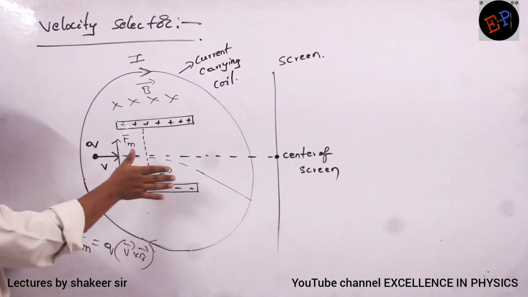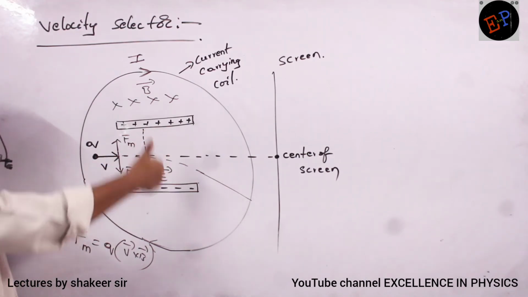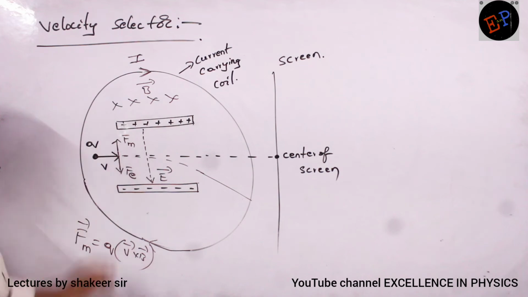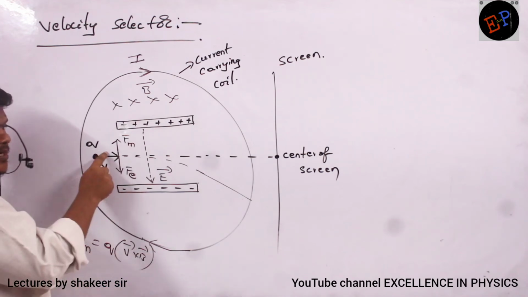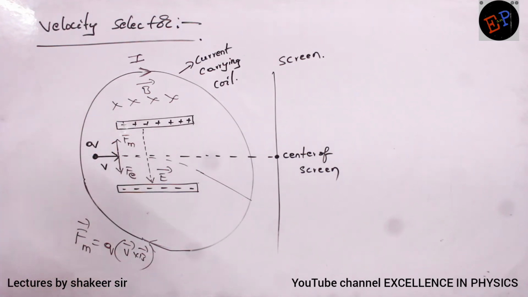Velocity is in this direction. Field is inside. What is the direction of thumb? Satisfied? Are you able to understand? So therefore, current should flow in a clockwise direction. Then magnetic Lorentz force is in upward direction. Are you able to understand? Okay?